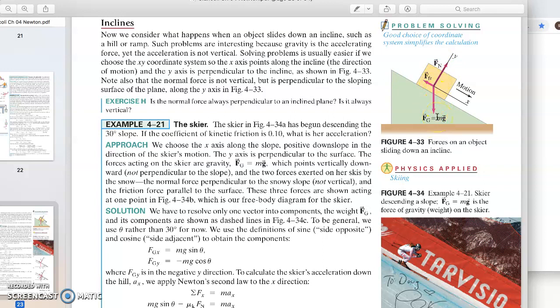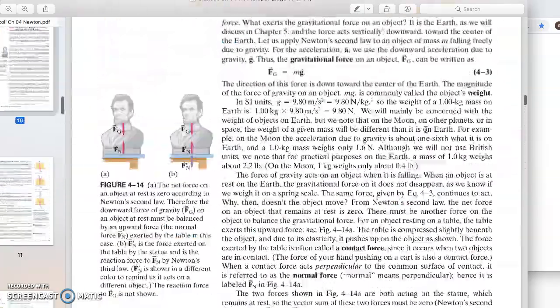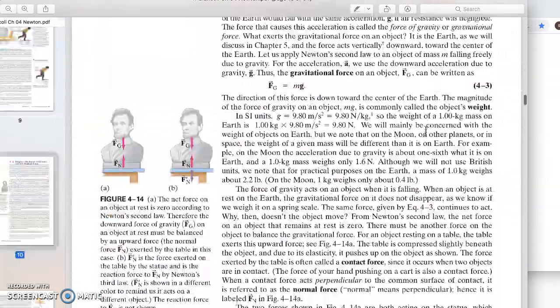If I come out from this lecture with everybody understanding that FG is always downward, no matter what, like I cannot say that FG will be in this direction. No, it's wrong. FG is downward, but Fn is perpendicular to the surface. And that's it. We have to keep these two things in mind.